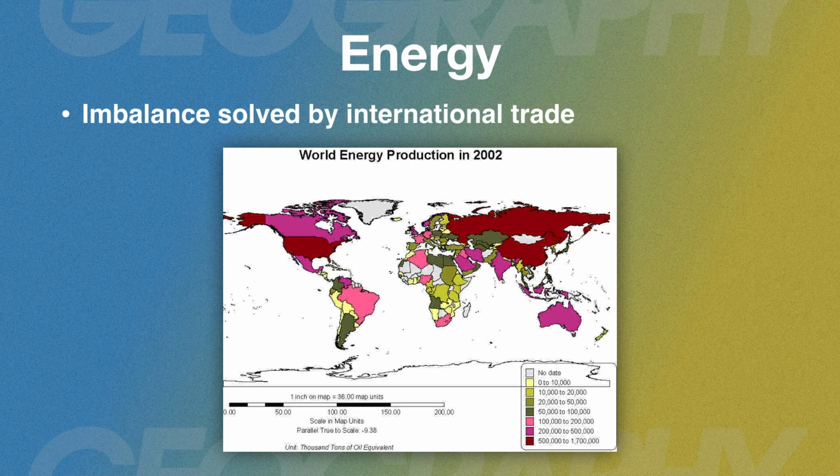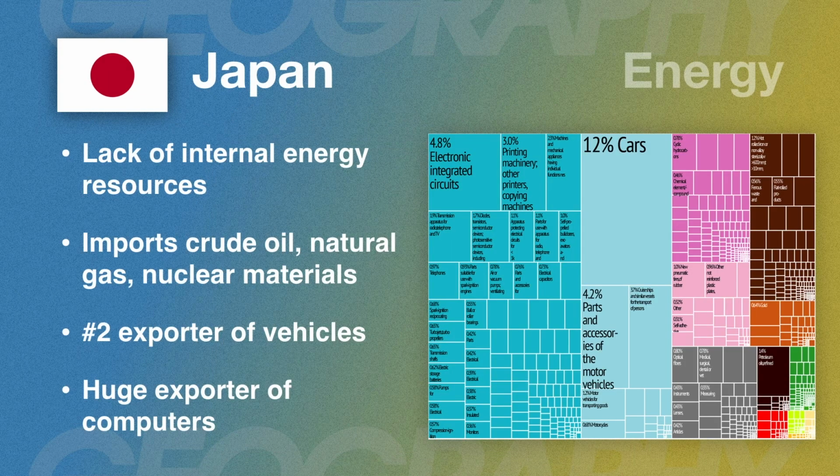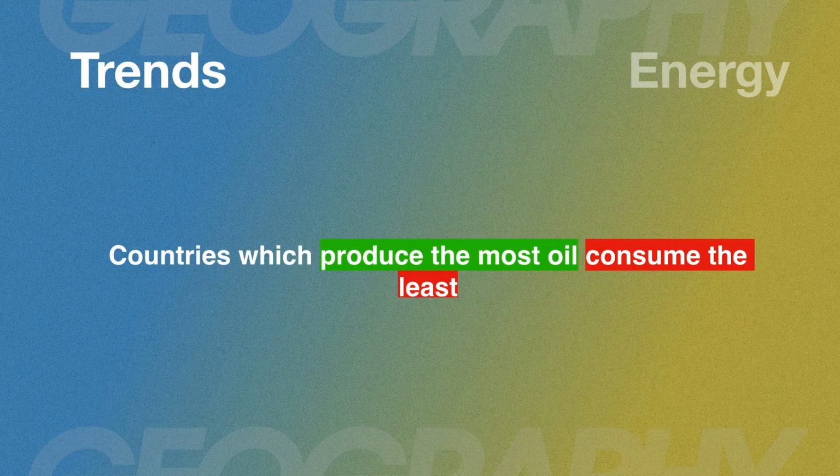Obviously, there are going to be countries that need a lot more energy to be imported because they don't have the internal energy resources. One such example, Japan. They lack these internal energy resources. They have to import a lot of crude oil, natural gas, and nuclear materials. However, this doesn't make them poor. They're very rich. They're the number 2 exporter in the world of vehicles, and they're a huge exporter of computer parts. One other trend to identify in energy: countries which produce the most oil actually consume the least. Think Venezuela and a lot of the other OPEC countries.